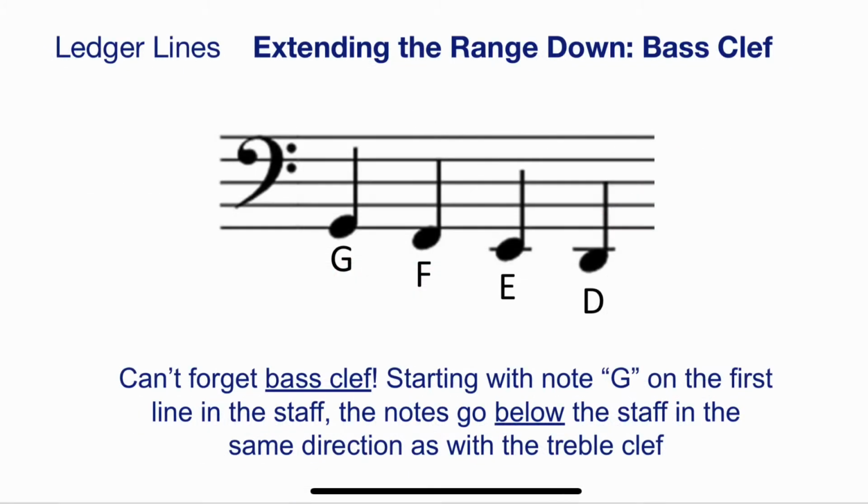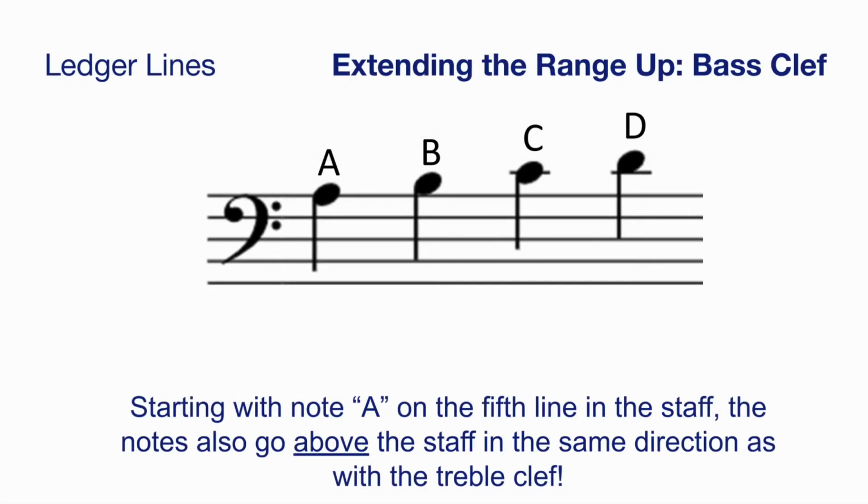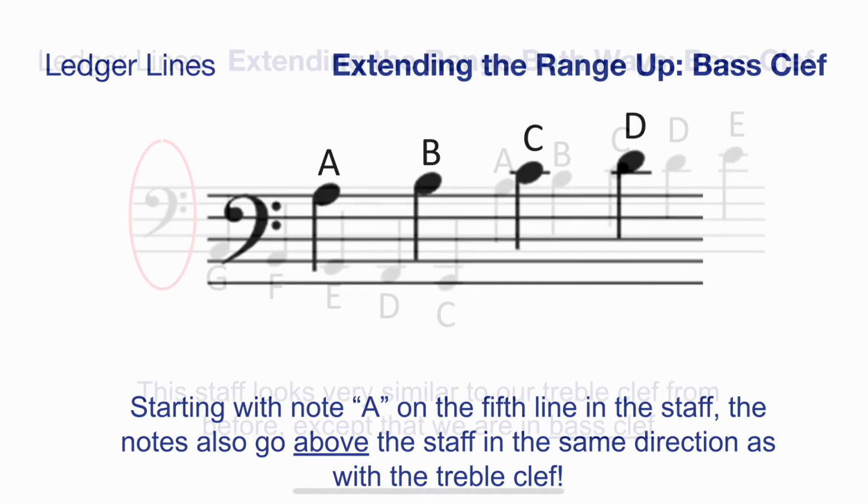Of course, we can't forget bass clef. If we start on note G, which is on the first line in the staff, the notes that go below it go in the same direction as they did with the treble clef. Notice how note name E is on the first ledger line, and then note name D afterwards is hanging just below that first ledger line. Starting with note A on the 5th line in the staff, the notes go above the staff in the same direction as they did with the treble clef.